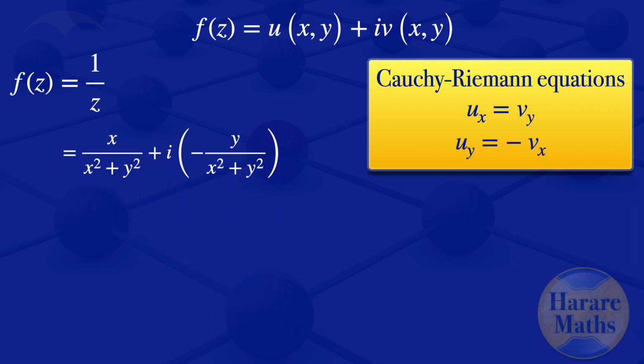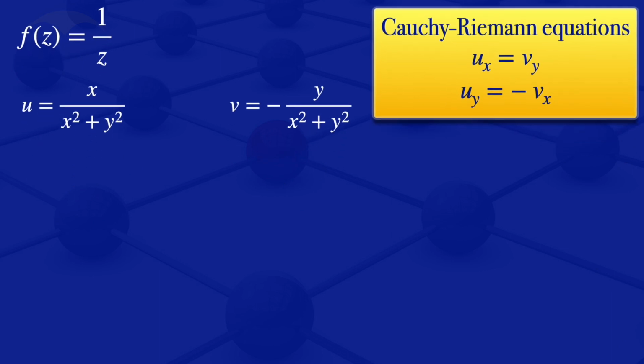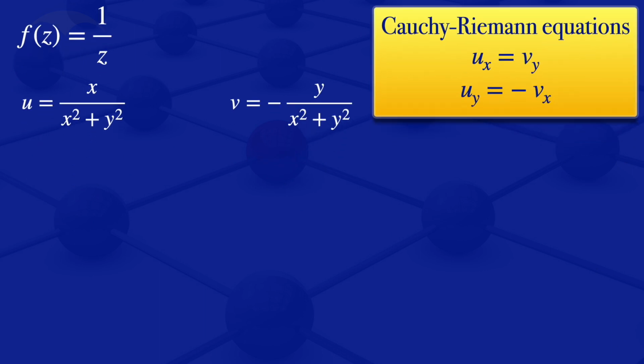When you compare it with u plus iv, we see that our real part will be our u. So we'd have u is equal to x divided by x squared plus y squared. And the imaginary part gives us the v. So we'd have v is equal to minus y divided by x squared plus y squared. So we have our u and we have our v. We now need to check if those u and v satisfy the Cauchy-Riemann equations.